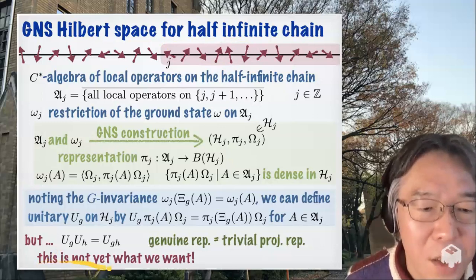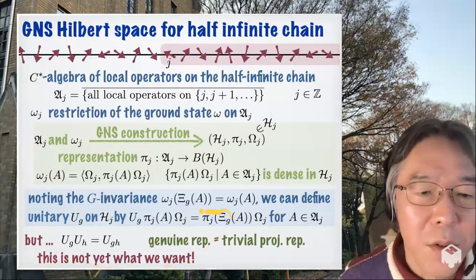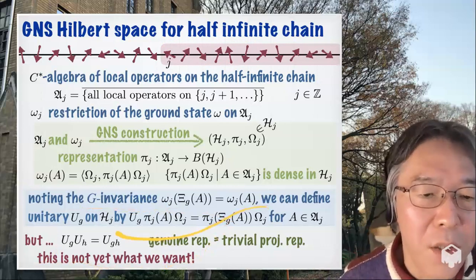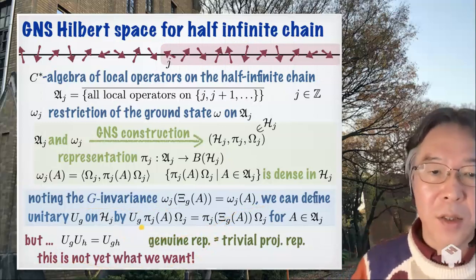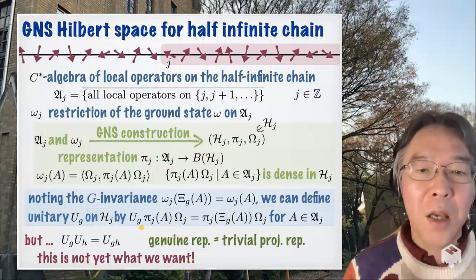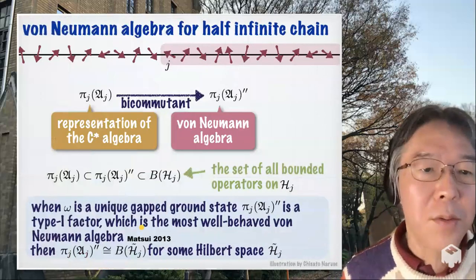So this is not yet what we want, but this is natural because we have only used the fact that the ground state is G invariant to show that this Ug is unitary. So we still have to use the fact that this ground state is a unique gapped ground state. And that is something we're going to do.